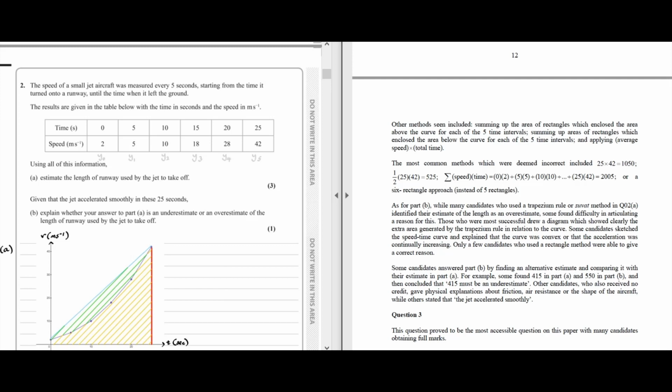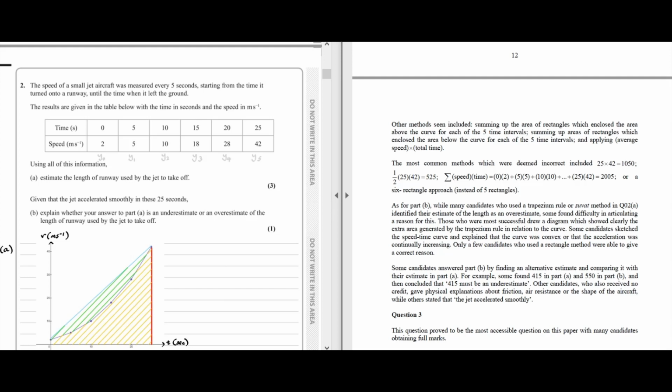For part B, that was talking about whether you have an overestimate or an underestimate. Many candidates who used a trapezium rule over a SUVAT method identified their answer to be an overestimate. Some had difficulty articulating a reason for this.